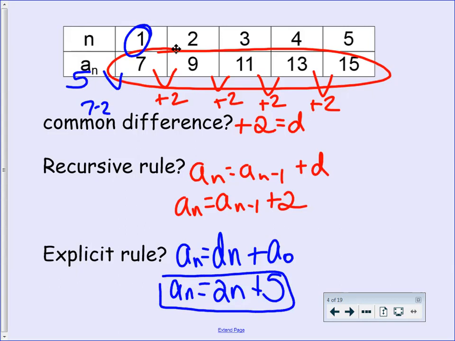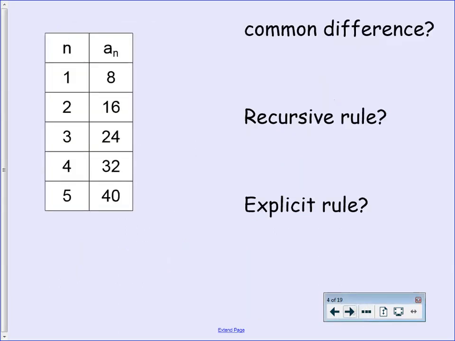is my explicit rule. In other words, guys, these rules are just equations. We're just coming up with equations to get from one number to the next, or with our explicit rule, getting from one number maybe to the 100th, the 1000th, the 20th, whatever we wanted. All right, you guys try this next one. Come up with your common difference, recursive rule, and explicit rule.